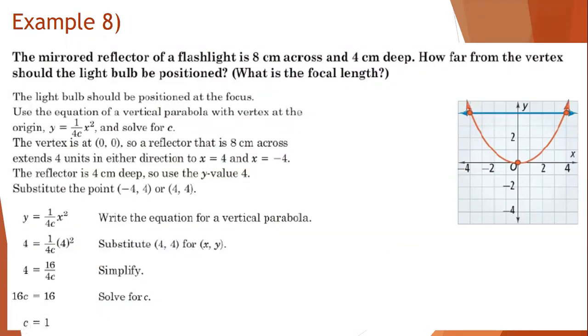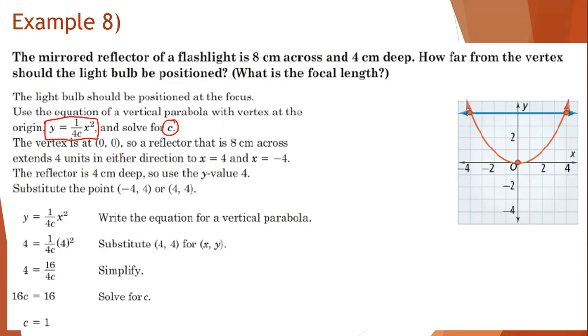It says the mirror reflector of a flashlight is 8 centimeters across and 4 centimeters deep. How far from the vertex should the light bulb be positioned? What is the focal length? Okay, so when we are looking for our focal length, we are looking for our c value. So we are going to use the equation of the vertical parabola with a vertex at the origin. That's why we're using y equals 4cx squared, and we're going to solve for c.